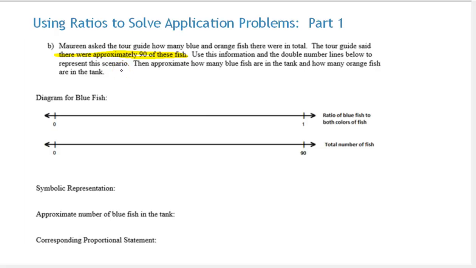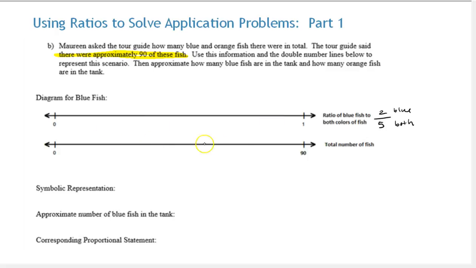So here's our diagram for blue fish. So notice, this is what we're calling a double number line. The first one is labeled ratio of blue fish to both colors of fish, and this is labeled total number of fish. Okay, so we know that there's 90 fish in total. And based on the last part, we know the ratio of blue fish to both colors of fish was 2 to 5. So there's 2 blue for every 5 of both colors. Okay. So 2/5 of the total number of fish, 2 for every 5, are going to be blue.